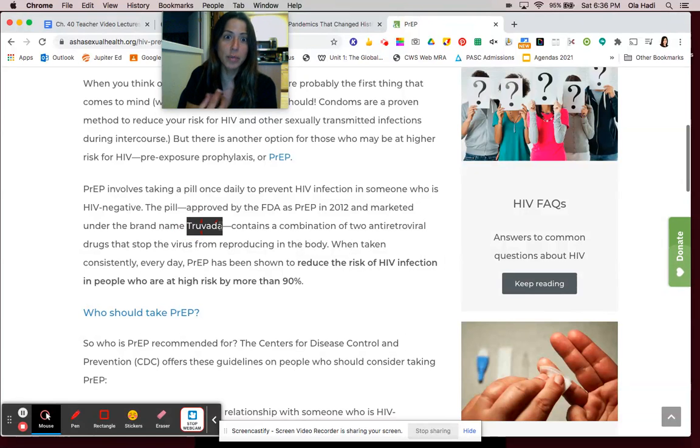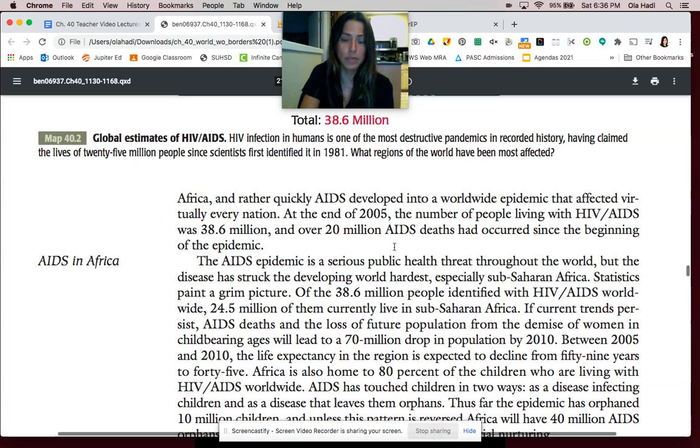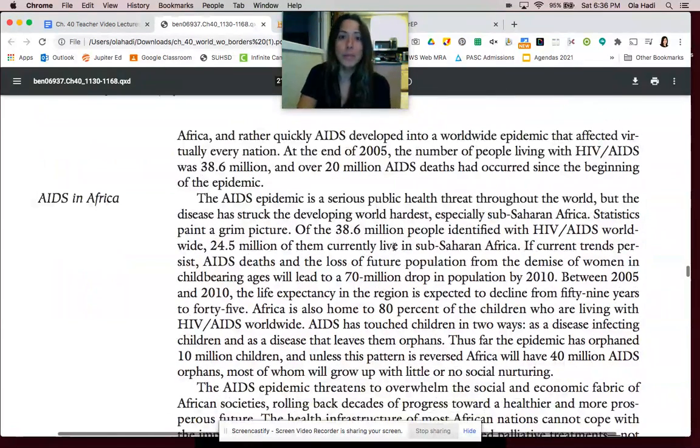So if you were like me and not aware of this, now you're aware of it, and it's not in your book, so I thought I would share that with you. This is one of those new treatments that are available. But some of the other treatments are not always accessible to people that are poor or poverty stricken. People that have access to money often have access to being able to continue living their lives even with AIDS, but not everyone has those resources.